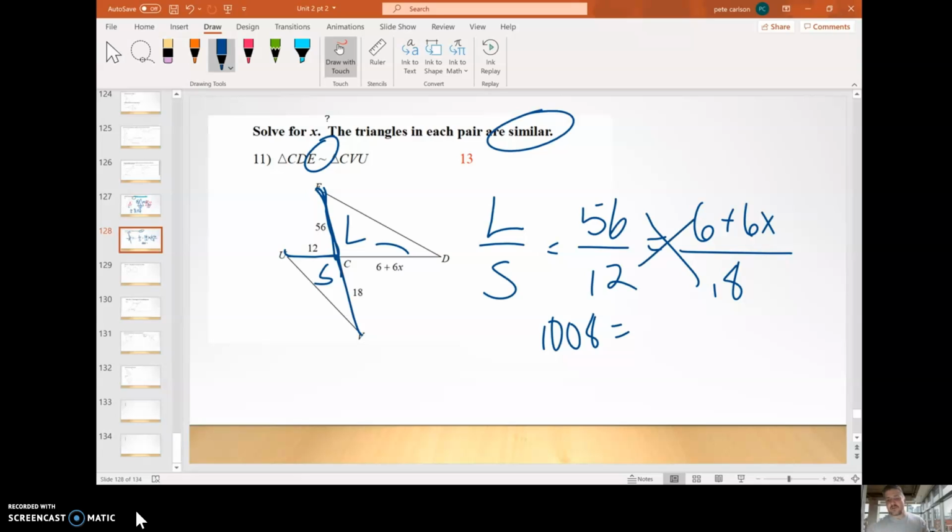But when you distribute this 12, you have to make sure that 12 multiplies with both numbers. So 12 times 6 is 72. Sorry, I got those mixed up. That would be 12 times 6 is 72, and then 72x, because you're multiplying it with both of those numbers. And then you finish the problem out. You should be able to do that. You get 13.